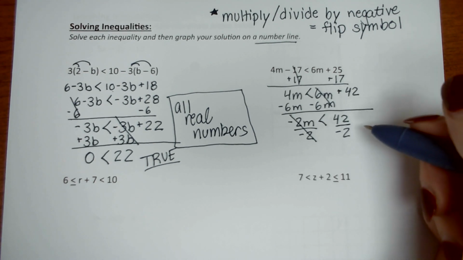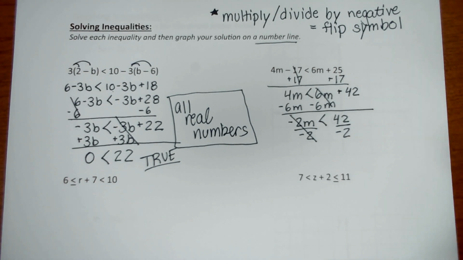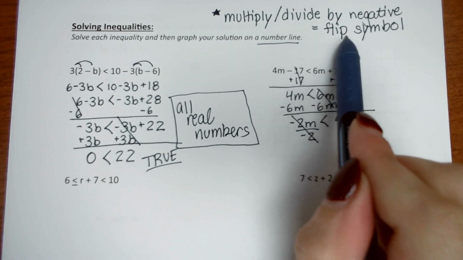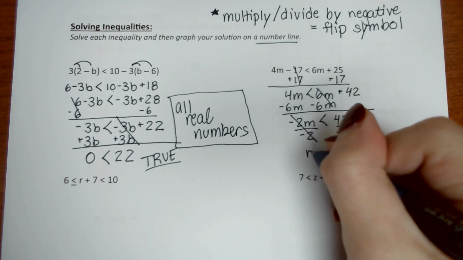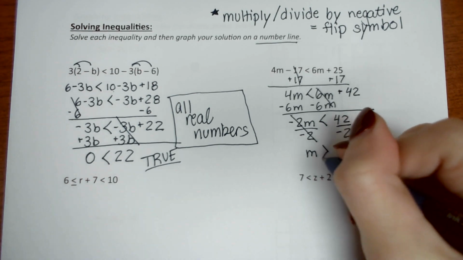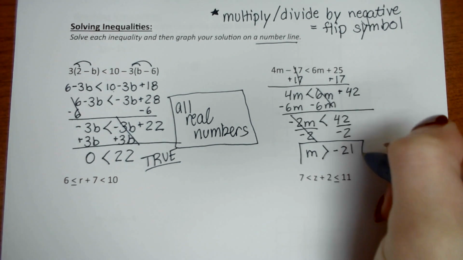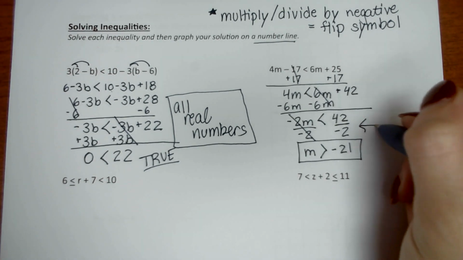Now, my spidey senses are tingling. I just divided by a negative. I should remember that means something. That means we have to flip our sign. So m is greater than negative 21. So there's our solution to this inequality.